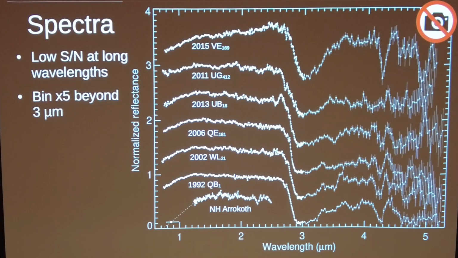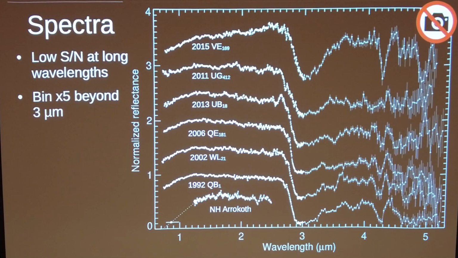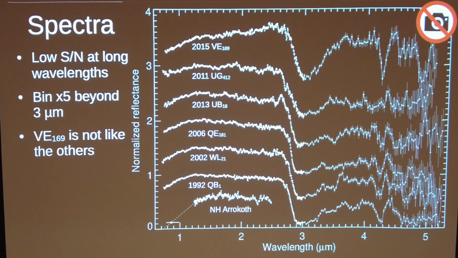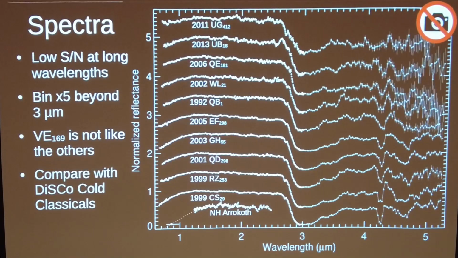And you can see that they all look pretty similar to each other, except for VE 169 up here at the top. I think that's an interesting object, and it doesn't really look like any of the DISCO classes quite. So there's probably a lot more to be said about that one, but I'm going to exclude it and just move on and look at the ones that are similar to each other.